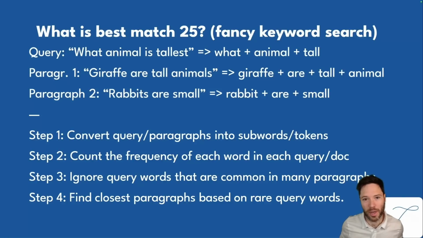And you can think of Best Match 25 or BM25 as keyword search on steroids. So it does a few things. First of all, it converts the queries and the paragraphs into subwords or tokens. So you can think of this as cleaning.